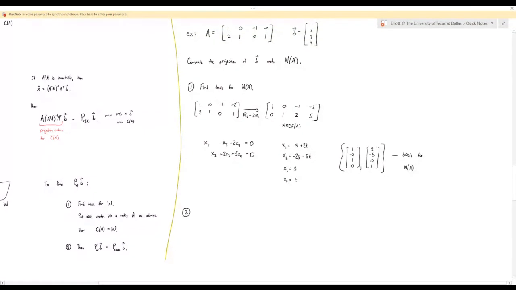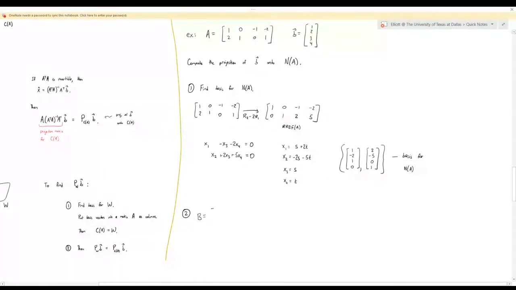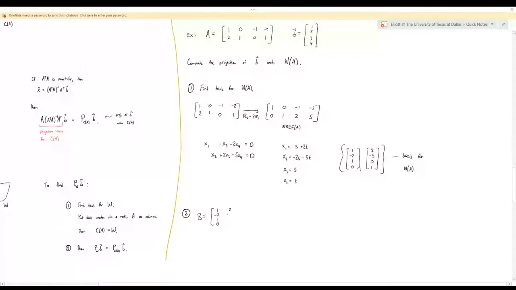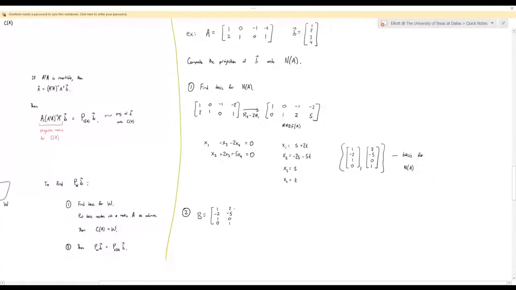So now that I have a basis for the null space of A, I'm going to create a new matrix, and I have to call it something other than A, so I'll call it B. So I'm going to take the basis for the null space of A and just put them into a new matrix B as its columns. Okay.